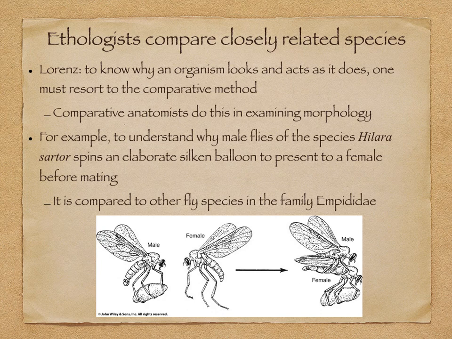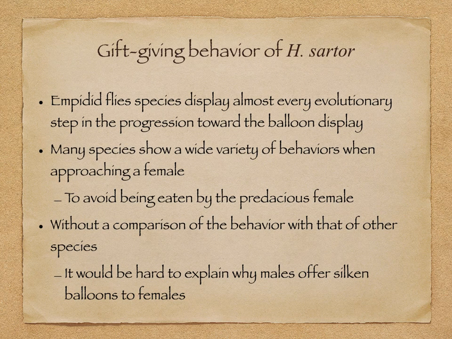For example, to understand why male flies of the species Hilaris sartor spin an elaborate silken balloon to present to a female before mating. So what actually happens here is the male spins this balloon. There's nothing inside it. He presents it to the female, and then they go off and mate while the female holds onto the balloon. This doesn't seem to make that much sense until you know a couple of things. The first thing to know is that the female empidid is carnivorous. They eat males if they're approached at the wrong time.